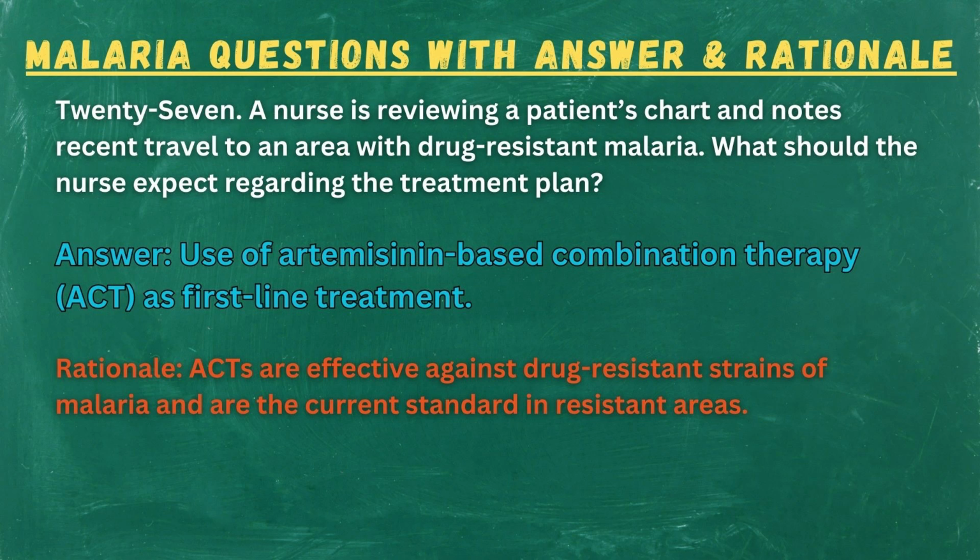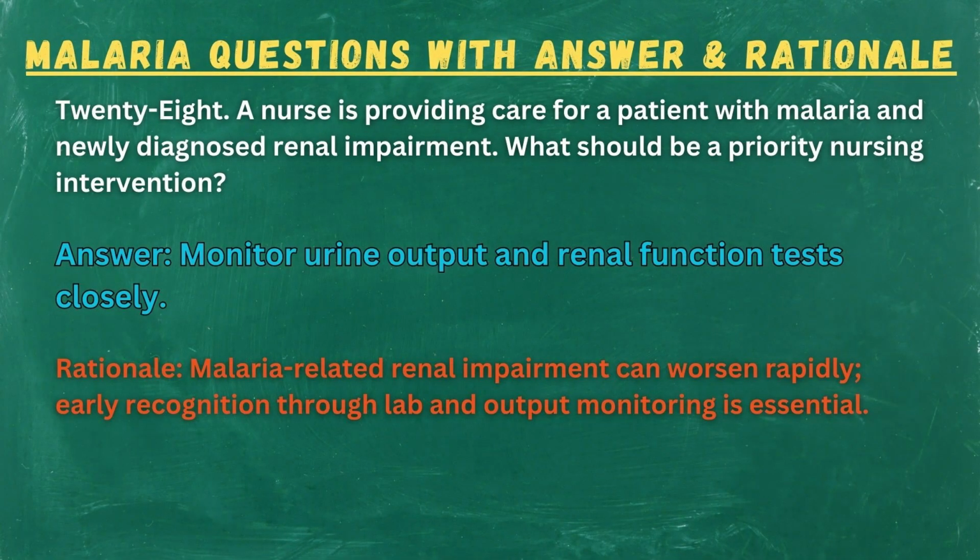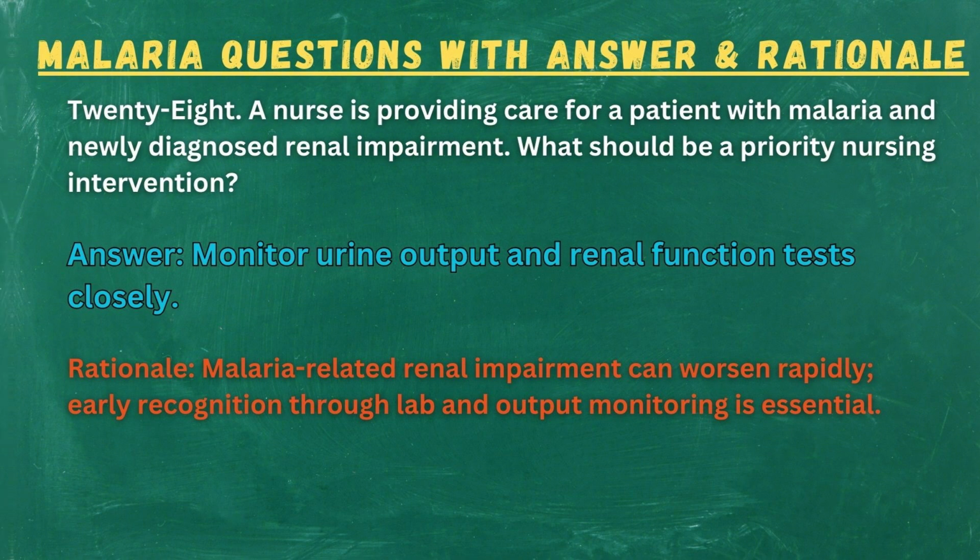ACTs are effective against drug-resistant strains of malaria and are the current standard in resistant areas. 28. A nurse is providing care for a patient with malaria and newly diagnosed renal impairment. What should be a priority nursing intervention? Answer: Monitor urine output and renal function tests closely. Rationale: Malaria-related renal impairment can worsen rapidly. Early recognition through lab and output monitoring is essential.